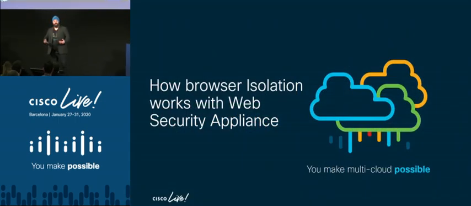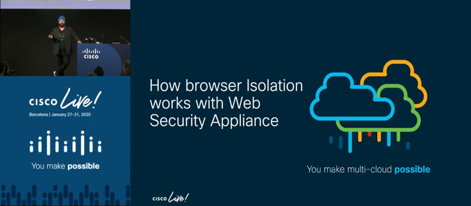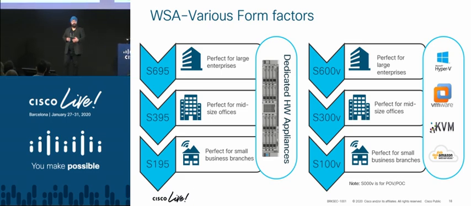Now let's look at that in real time. How important would this be in our organization, and how can we adapt it with our existing proxy solution? That's where I'm talking about how browser isolation can work with your web security appliance. Cisco has a WSA, which is an on-prem proxy solution. Let's take a look. When I talk about this on-prem proxy solution, it's available in multiple form factors. One, we have hardware with multiple models, from 195 to 695, and depending upon your organization, you can adopt that.